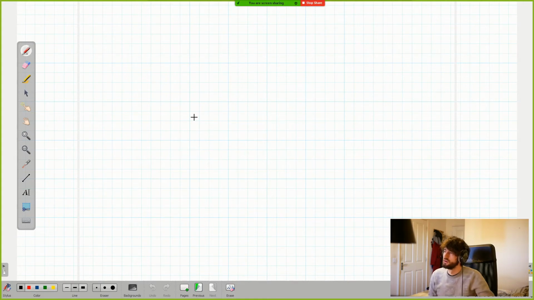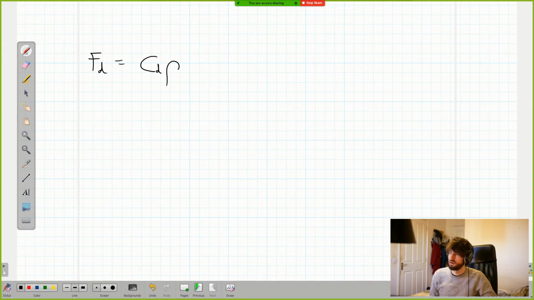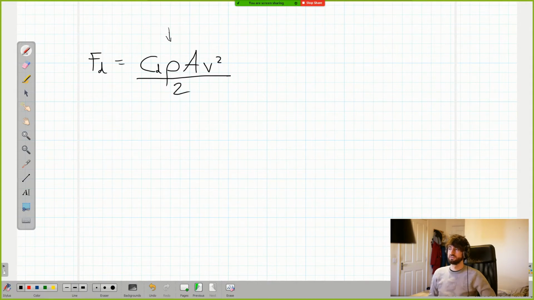Okay, so we've determined that this drag force is equal to C_D, the drag constant, times rho. This is not a P, it's a Greek rho, the density, times the cross-sectional area times v squared over 2. So that's a lot of stuff, right? Now this C_D has all sorts of things inside it.